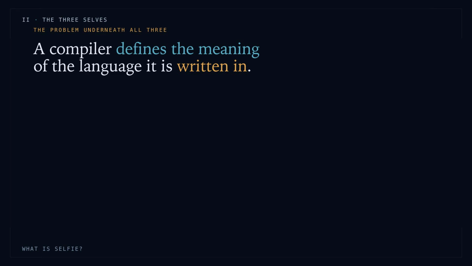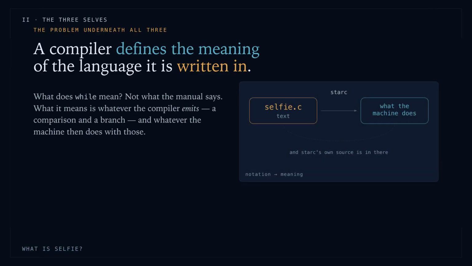Now the idea underneath all 3 cells. It sounds like philosophy. It is the most practical thing here. What does a while loop mean? Not what the manual says. It means whatever the compiler emits, a comparison and a branch, and whatever the machine then does with those.